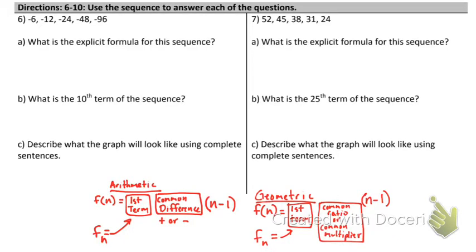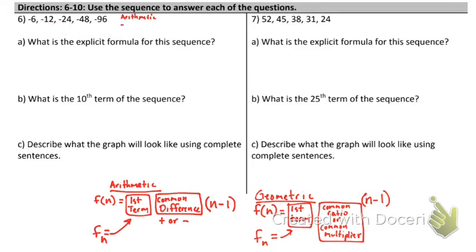So let's check if this is arithmetic. How do I do that? It's a very quick formula. I'm going to take two consecutive numbers. So in this case, I'm going to take -6 and -12. And to check if it's arithmetic, we simply do this.